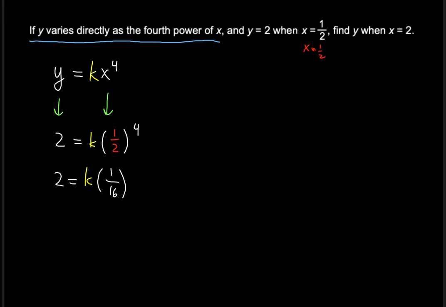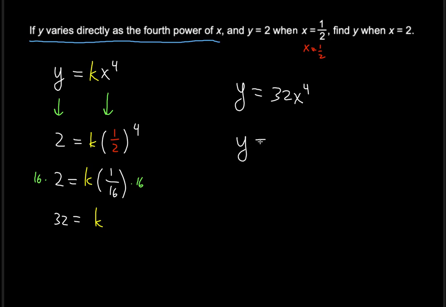So now you multiply both sides by 16. This will solve for k and eliminate the 16, so the k value is 32. So now that we found the k value, we can complete the equation as y = 32x to the fourth power, right? So this is the complete equation that we now can use to find one variable, y, when the second variable, in this case x, is known, right?